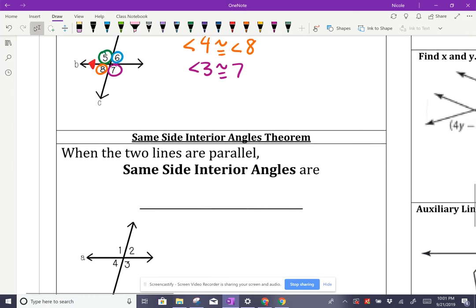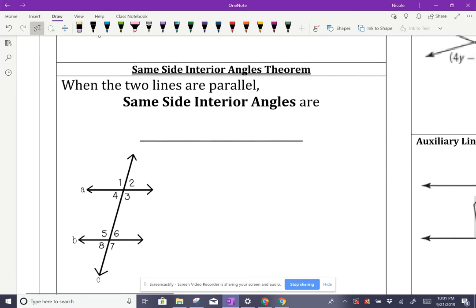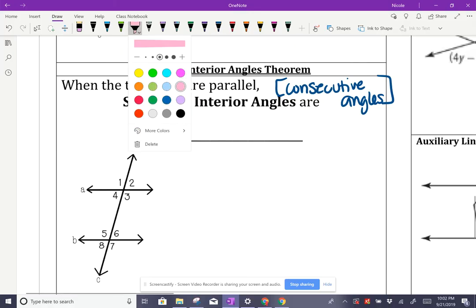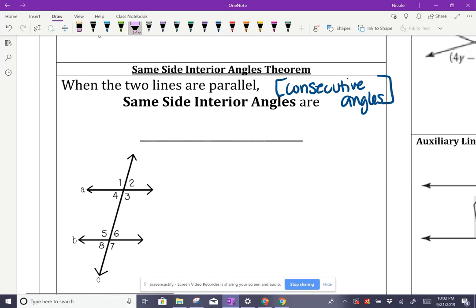All right, so we will move on to our same side interior angles. And we did also sometimes call these consecutive. So consecutive angles, if you see that mentioned, that is the same thing as same side interior angles. If you think about going in a consecutive order, it's things that are next to each other. So again, we're going to be dealing with the interior since these are interior angles. So we're dealing with this space inside. We're going to mark our lines as parallel.